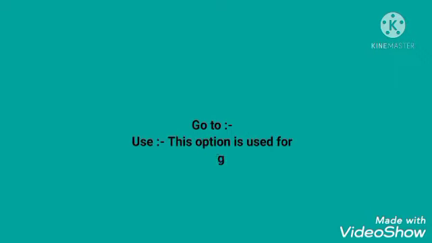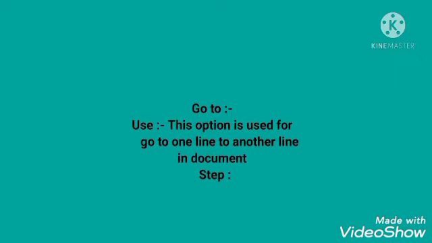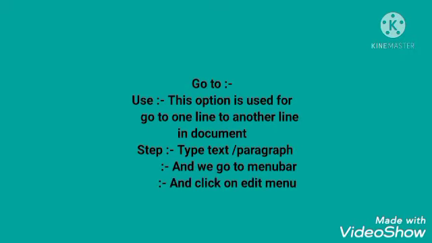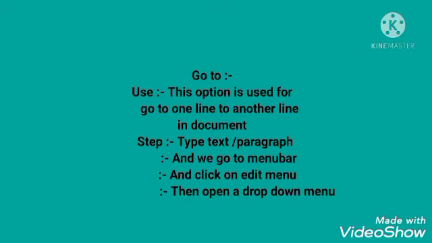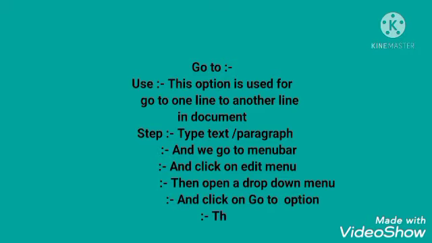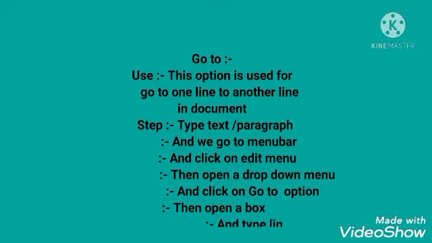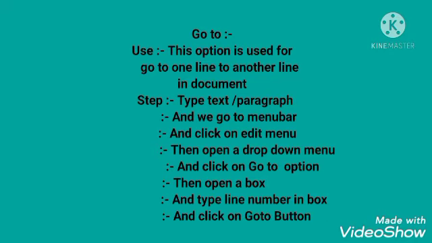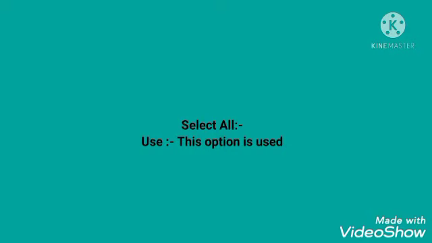Go to use. This option is used to go from one line to another line in the document. Step: type text paragraph, and we go to the menu bar and click on edit menu, then open a drop down menu and click on go to option, then open a box and type line number in box and click on go to button.